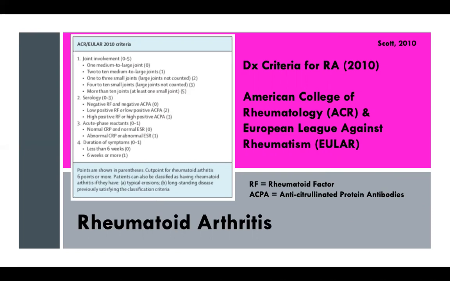And then the duration of symptoms. Longer duration of symptoms, as we spoke about earlier, the rheumatologic diseases are chronic and progressive. So the longer somebody's had these, the more likely rheumatoid arthritis is present.